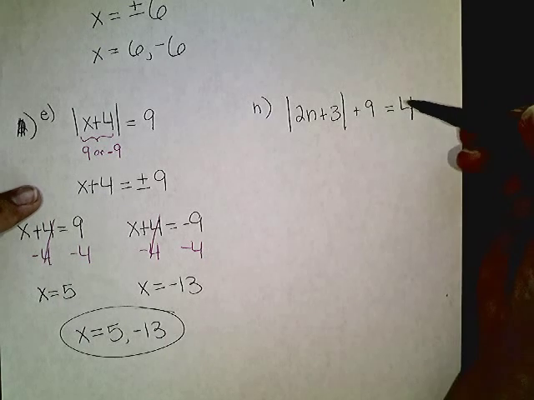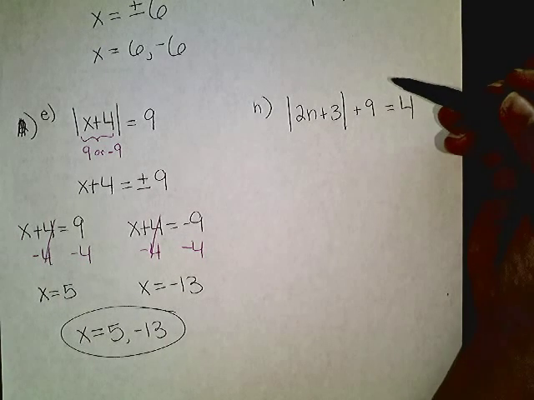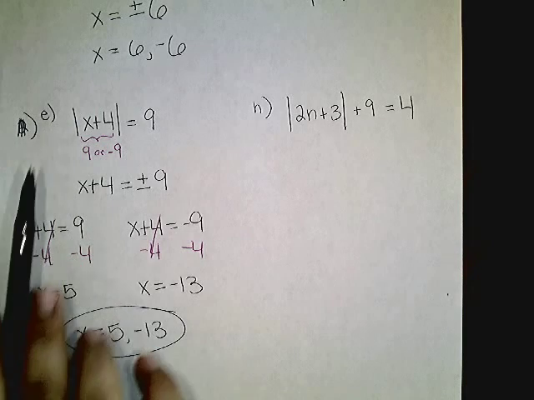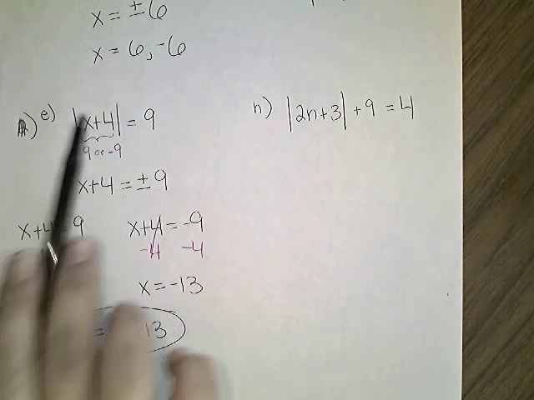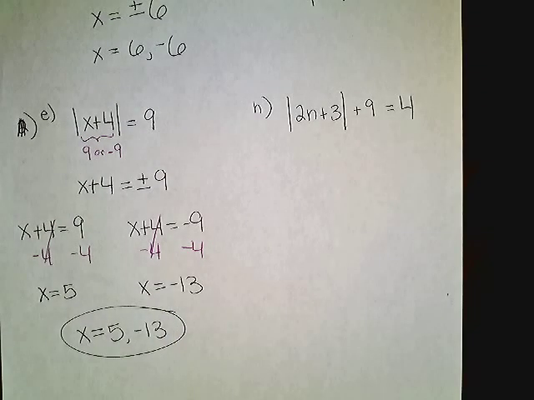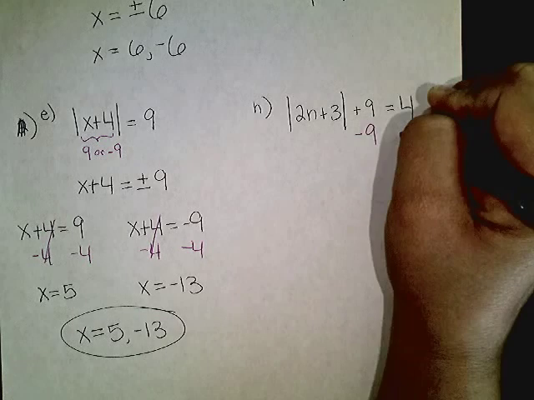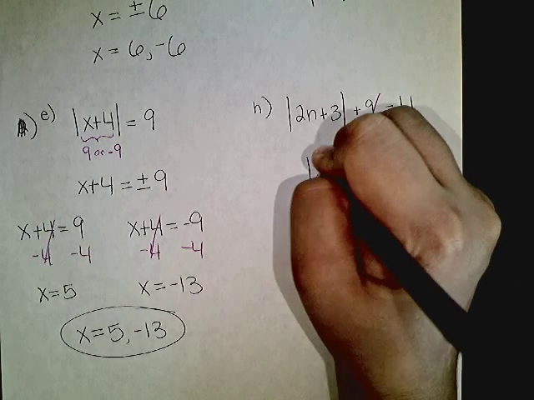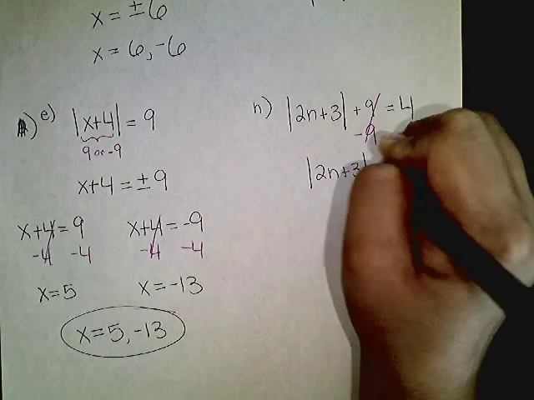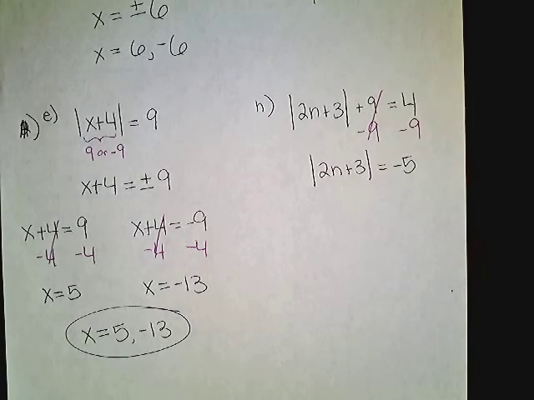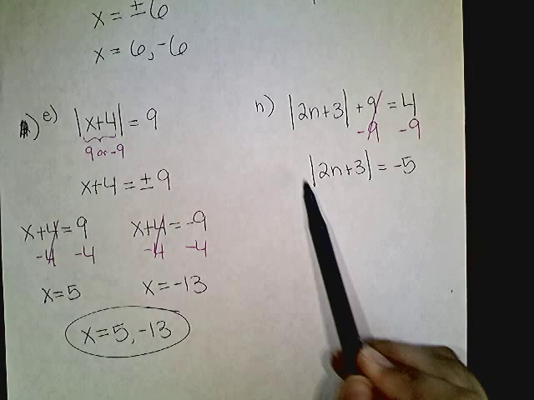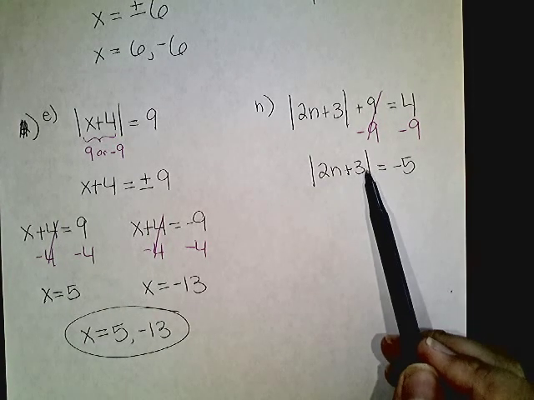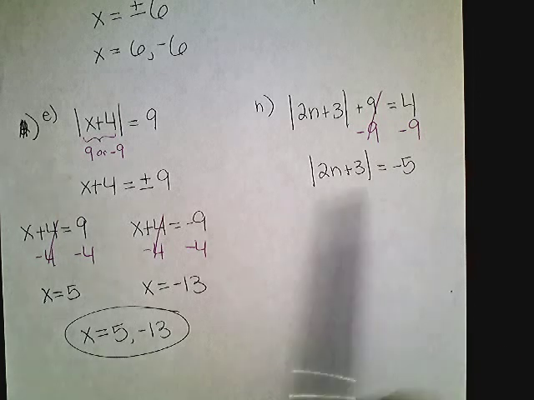Now, in order to work with this, the first thing we have to do is isolate the absolute value like this. The absolute value is on one side all by itself. So that's what we want to do first. In order to do that, we have to subtract 9 from each side. So we get the absolute value of 2n plus 3 equals -5. Now once you look at that, I want you to be logical first. Look at this and say, can this absolute value ever equal -5?